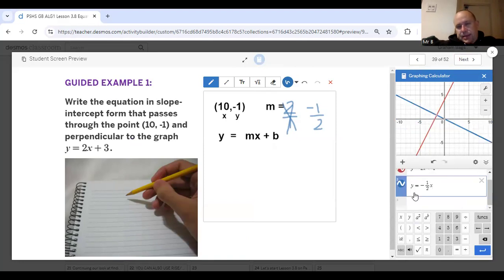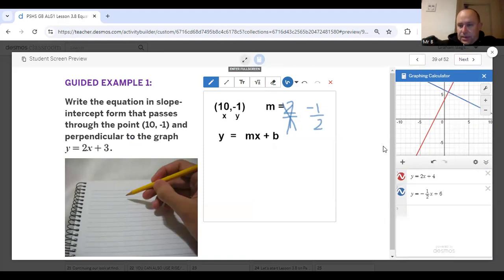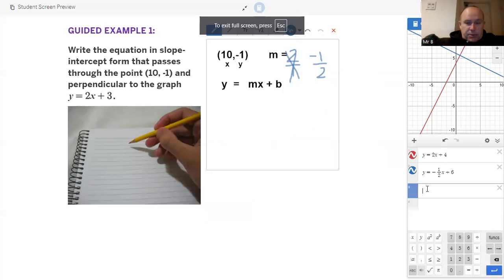And I'm trying to work out the answer to this very quickly. If I did it correctly, I think it might be +6, but we'll see in a second. And then the last step is type in the coordinate that it's supposed to pass through. So the coordinate it's supposed to pass through is (10, -1).